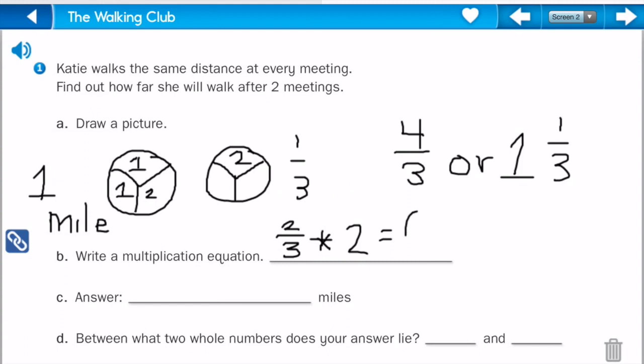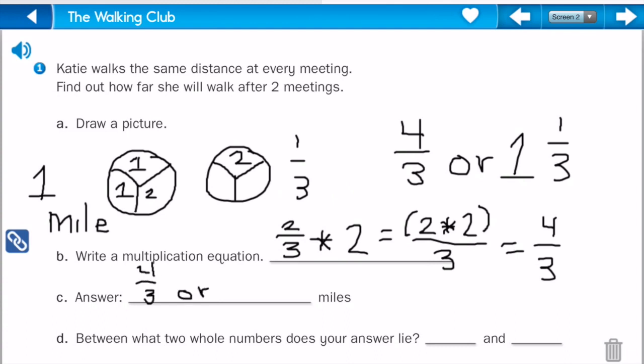So how you can solve that as a multiplication equation, what we do is we multiply our 2/3 times 2. So it would look like this, 2 times 2. And then we leave the 3 the same, just like it was. And that equals, like we said, 2 times 2 is 4. And our bottom number stays the same. So our answer is 4/3, or 1 and 1/3 miles.